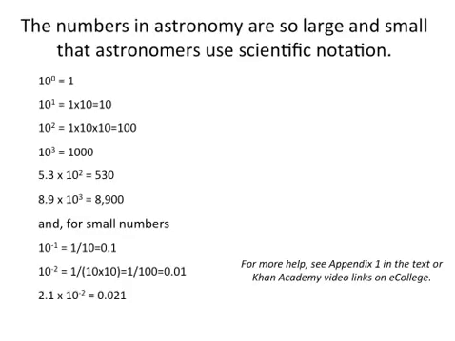Numbers in astronomy tend to be either extraordinarily large, like when we talk about distances between objects, or we talk about masses of things like the sun, or they can be incredibly small if we're talking about the nuclear reactions going on inside the sun. And so because of this, astronomers use scientific notation.